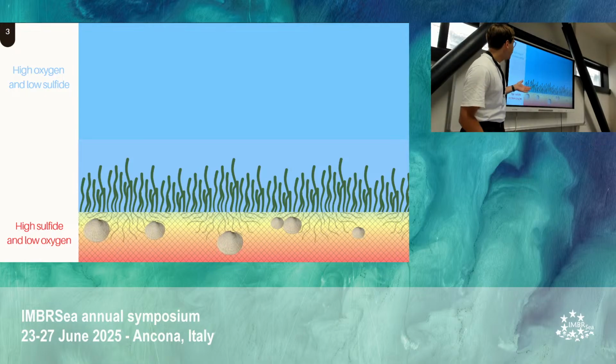The clam then positions itself at the perfect place within this gradient so it can access oxygen for its own metabolism, and its symbiont can access sulfide for its own metabolism.